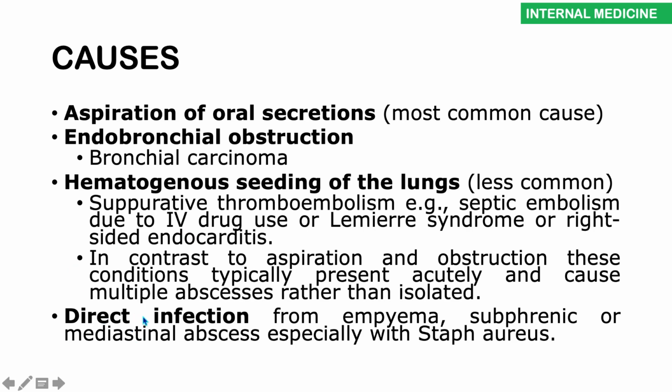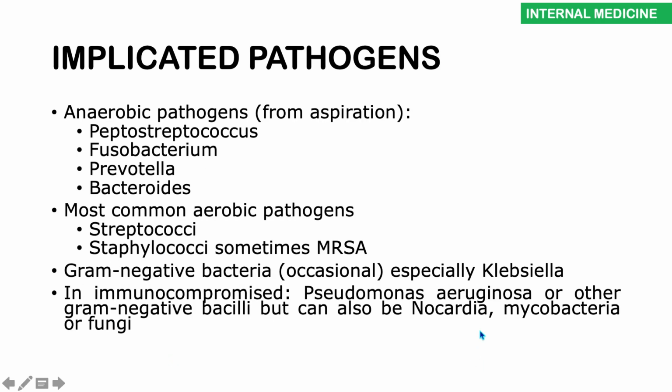Or it could be indeed a direct infection from maybe an empyema or a subphrenic or even a mediastinal abscess, especially those that have Staph aureus. Some implicated pathogens include anaerobic organisms. This is very important to know because when you're targeting or investigating these patients, some antibiotics are going to be working much better than others. So your anaerobic pathogens are going to be coming from aspiration, so things like Peptostreptococcus, Fusobacterium, Prevotella, as well as even Bacteroides. Or you could have some aerobic pathogens like Streptococci, Staphylococcus aureus, like the MRSA, the methicillin-resistant Staphylococcus aureus. That's one we're worried about.